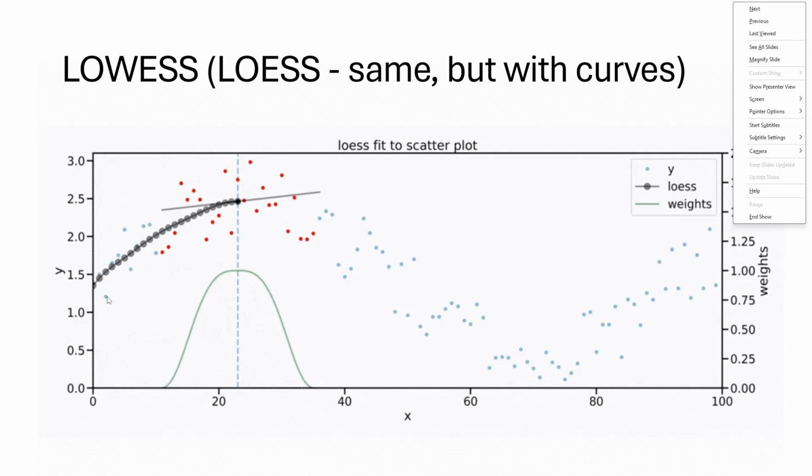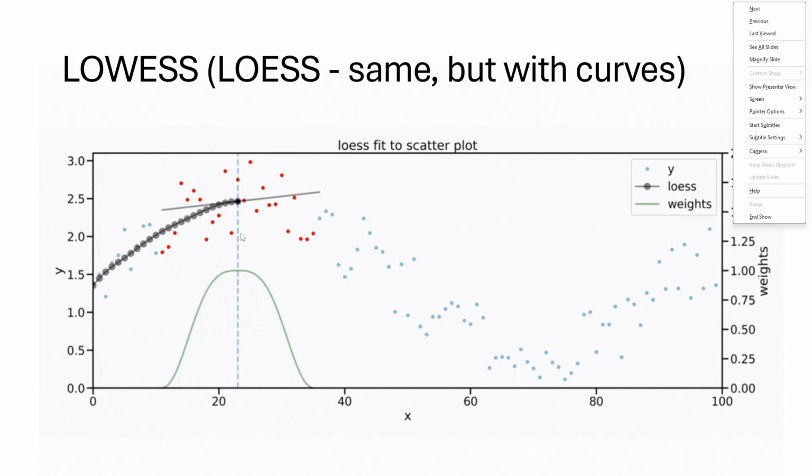So this point has no effect on the slope of this line. This point has no effect on the slope of this line. This point does have a little effect on that slope. This point has a little effect on that slope. These points here have the most effect on this slope. So this is a local linear regression, a weighted linear regression, not a simple linear regression. This is how we calculate these points here.